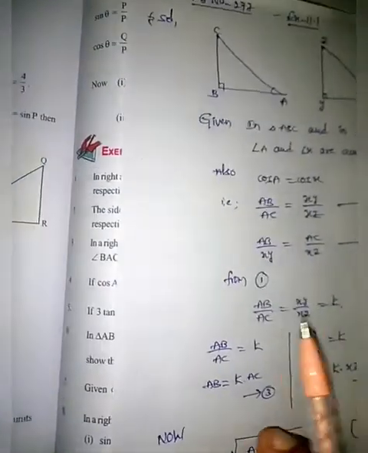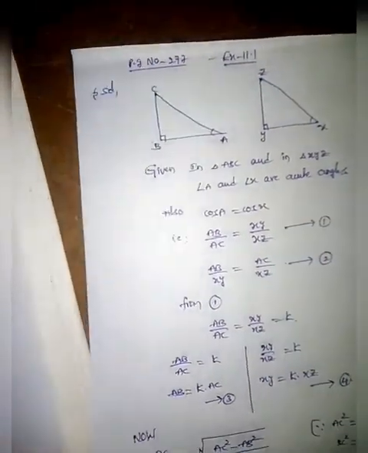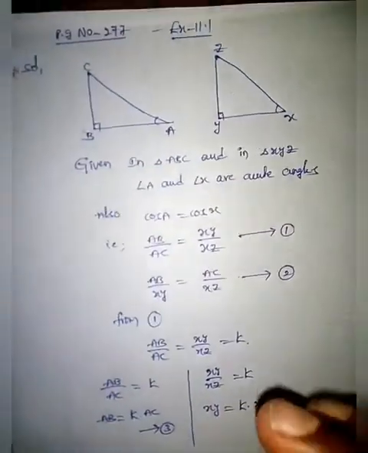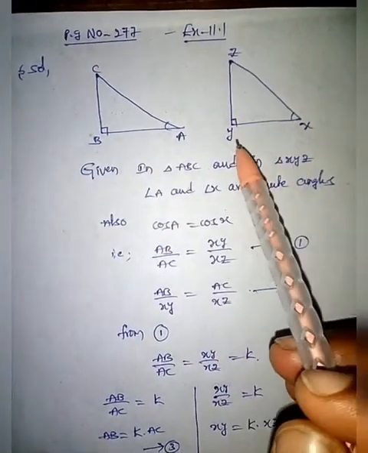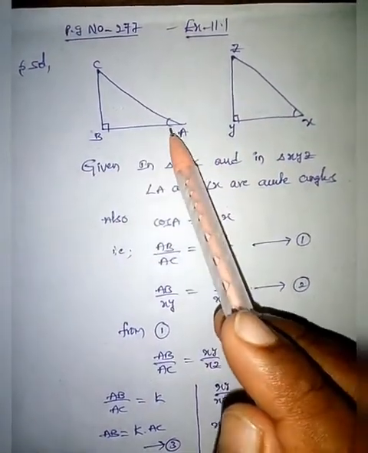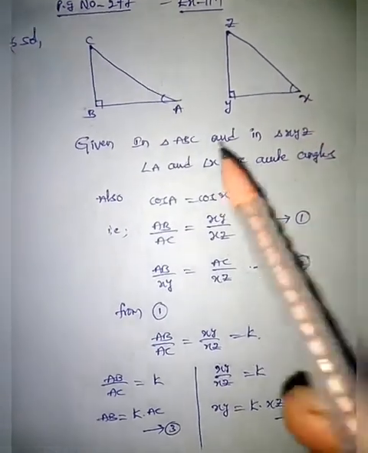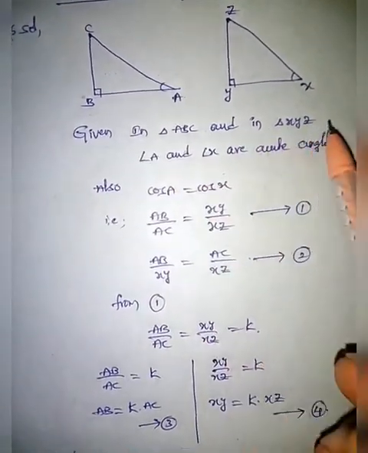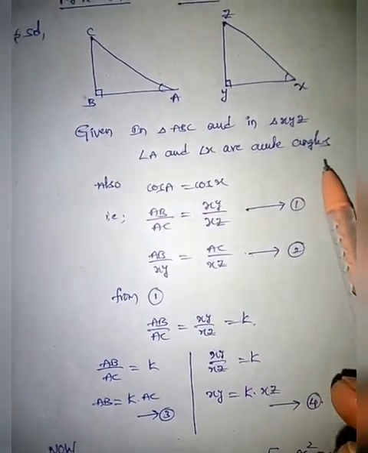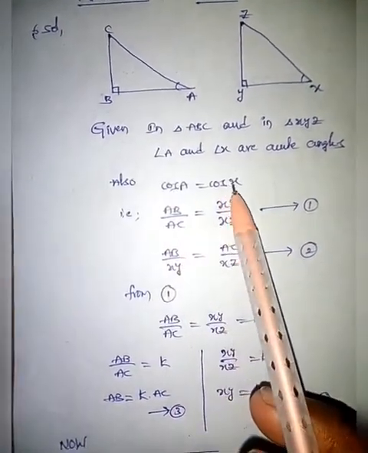Let's watch the solution here. So triangle ABC and triangle XYZ are right angle triangles. In these two triangles, angle A and angle X are acute angles. I wrote the given information here. In triangle ABC and triangle XYZ, angle A and angle X are acute angles. Also given that cos A equal to cos X.